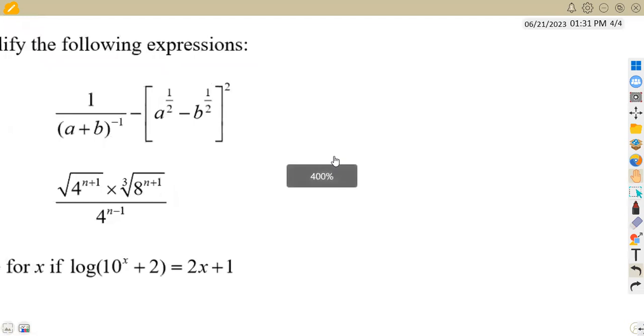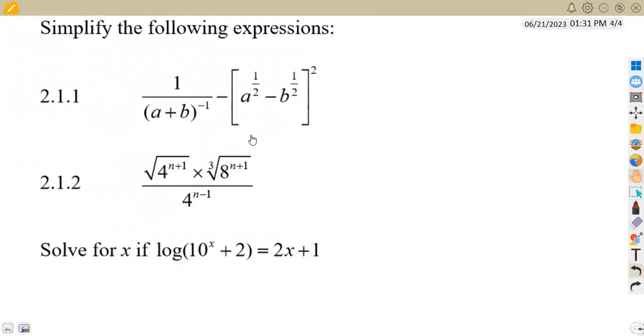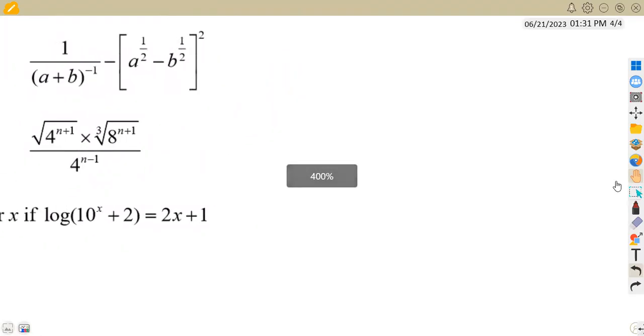All right, so let us check our question, the one given in 2.1.1. I'm just going to put it this way so that you can properly see. The first part, we are given to simplify this whole expression. So we need to ask ourselves, what is it exactly that we are given and how can we simplify it? The first part is 1 over (a plus b) to the exponent of -1, then minus a to the exponent of a half minus b to the exponent of a half, everything to the exponent of 2.